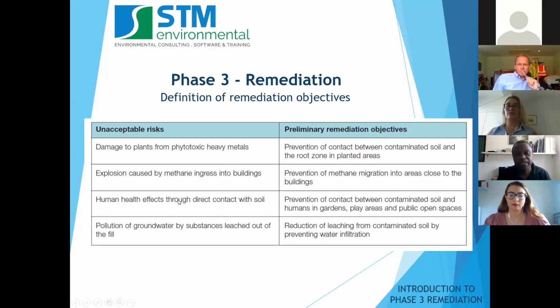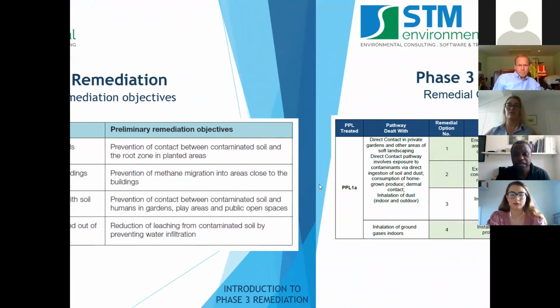So that could be, if you're worried about ground gas ingress into the properties, then you need to do something to prevent that from happening. If you're worried about children playing in the garden and so on, eating contaminated soil, then you need to break that pathway, that possibility. Contaminants leaching into the groundwater: how do we prevent that from happening? So, define your objectives first of all.